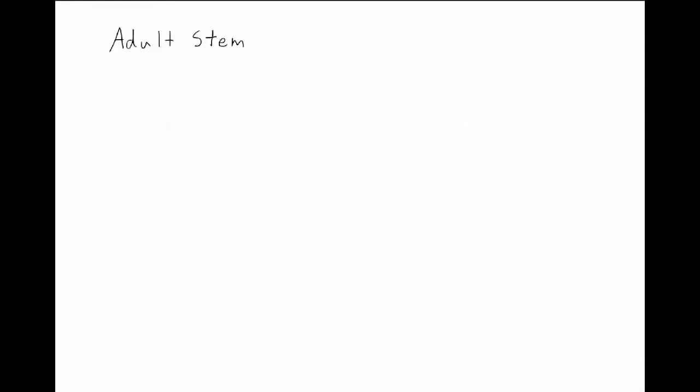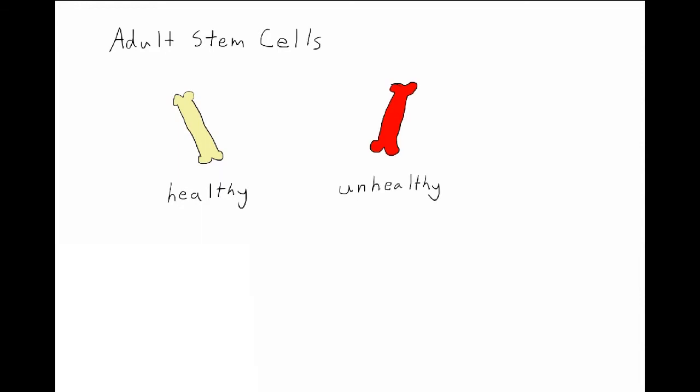Well, adult stem cells have been used for a while, and how is best explained in an example. In a bone marrow transplant, someone whose bone marrow is healthy has their bone marrow used to replace someone's whose bone marrow is not producing blood cells correctly. This happens in leukemia and can help fight the disease.